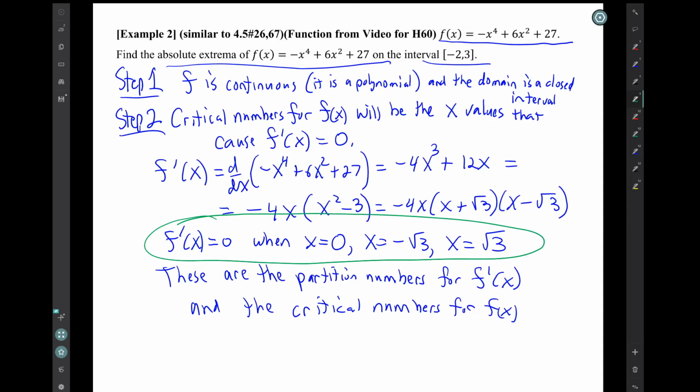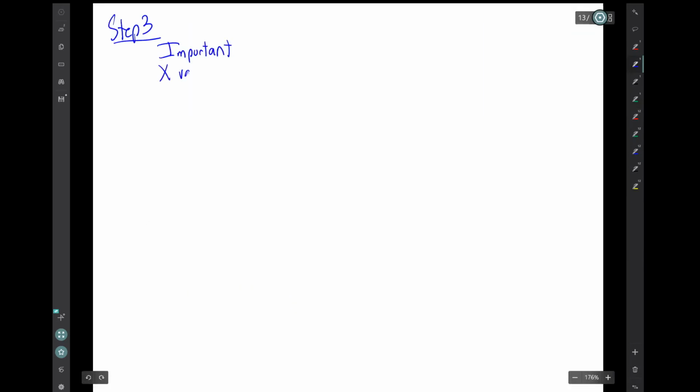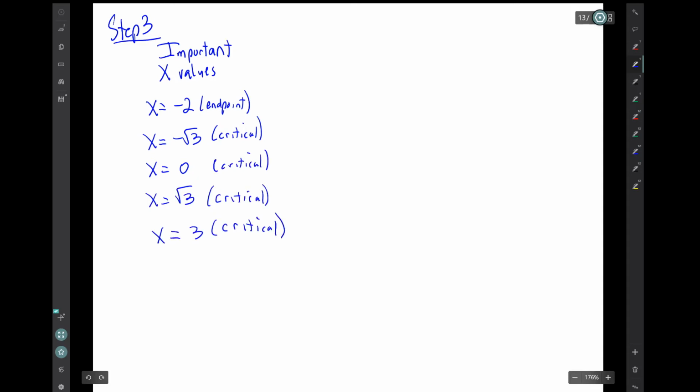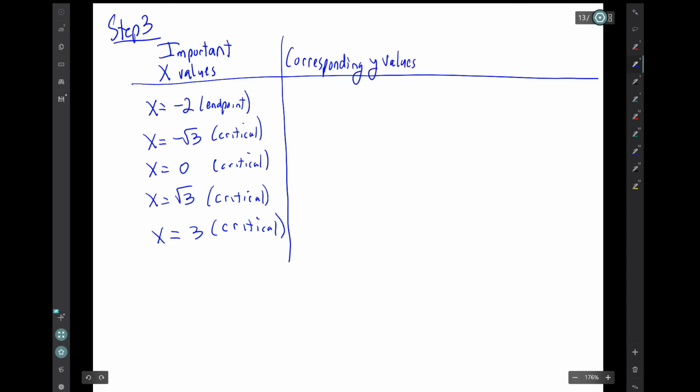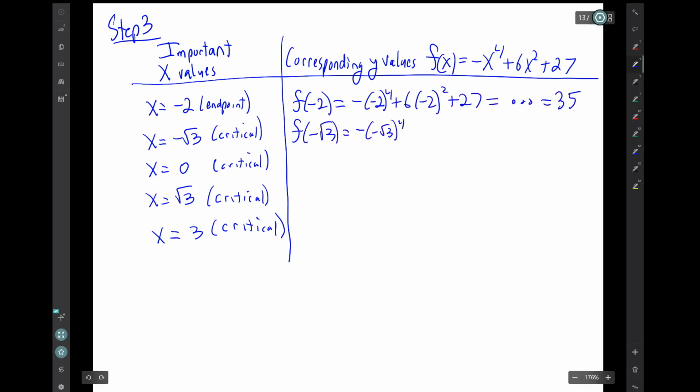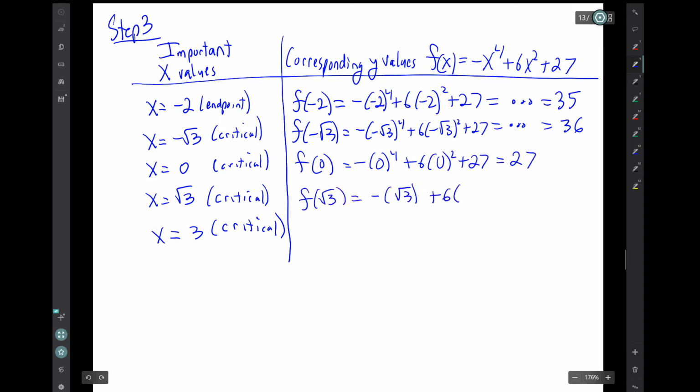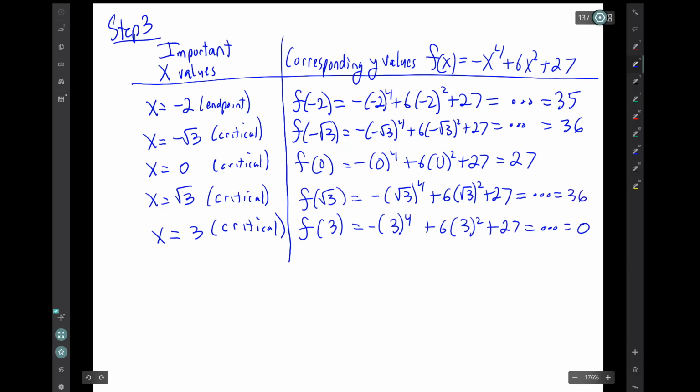Now in step 3, we make a list of all the important x values and find the corresponding y values. We'll do that on the next page. So there's our list of important x values. Now we make a column next to it for the corresponding y values. So there's our list of y values. Now again, I did not show all the grungy calculations. That's arithmetic. That's prerequisite for this course. So that's step 3.